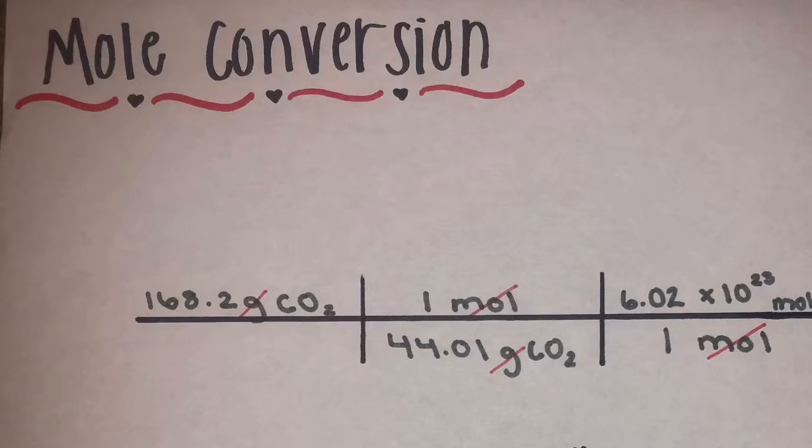Now let's solve this problem. We start off with 168.2 grams of CO2, and we place the molar mass on the bottom, which is 44.01 grams of CO2. We put the mole on top, and then we move on to our next bracket. We put 1 mole on the bottom, and then we use Avogadro's number to put it on top, which is 6.02 times 10 to the 23rd molecules.